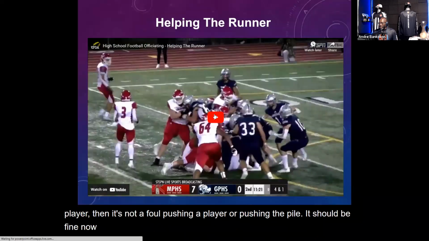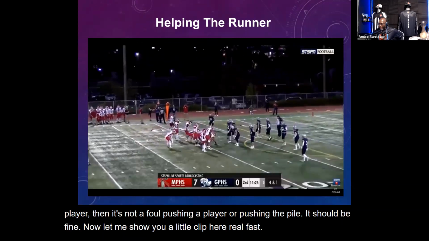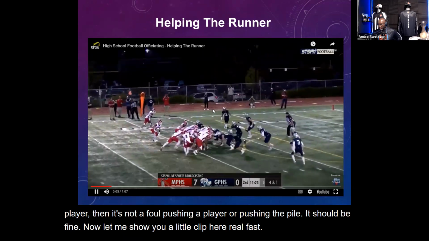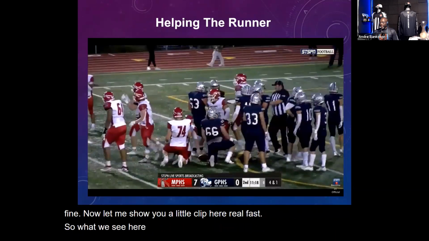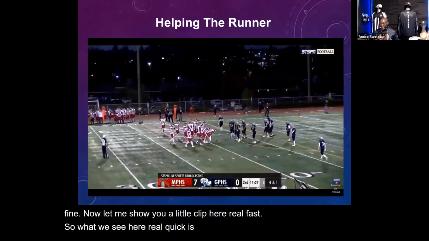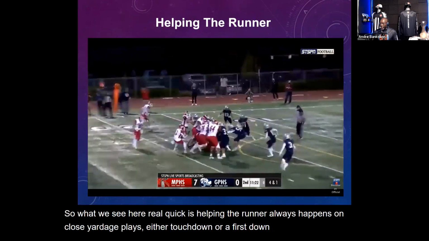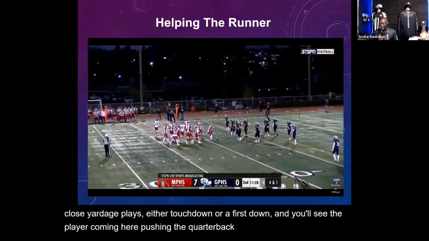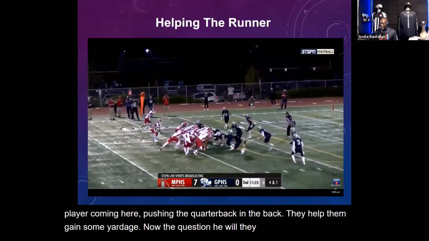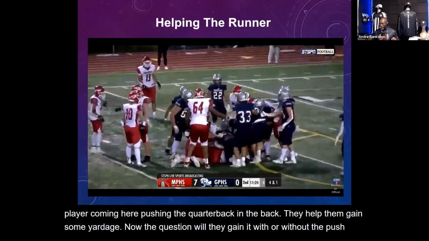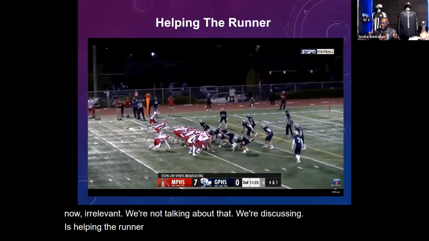Now let me show you a little clip here real fast. So what we see here real quick is helping the runner always happens on close yardage plays, either a touchdown or a first down. And you see the player coming here pushing the quarterback in the back to help them gain some yardage. Now, the question is, will they gain it with or without the push? Right now, irrelevant. We're not talking about that. We're discussing, is helping the runner a foul or not?